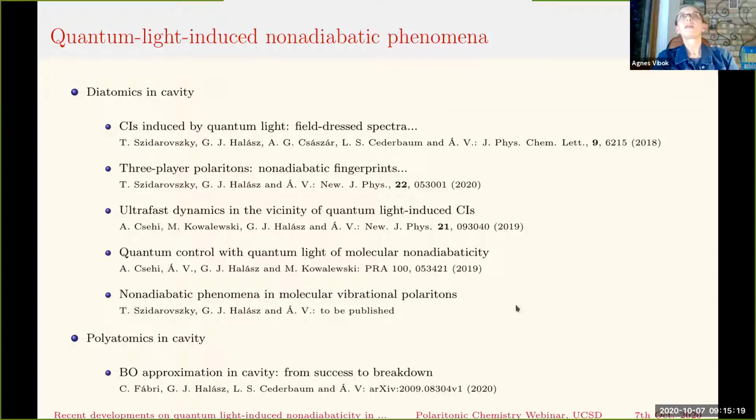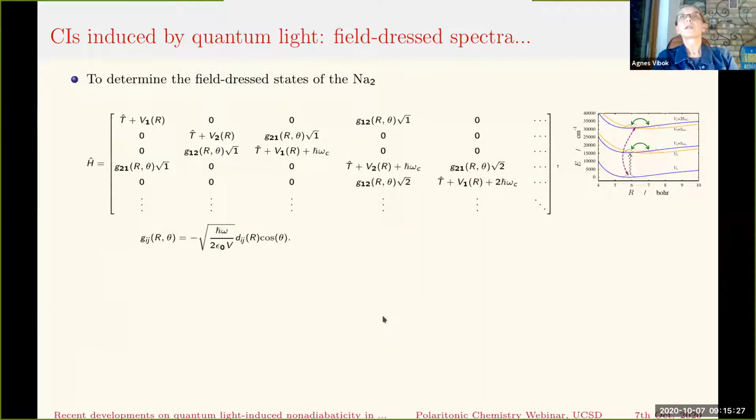So from now on, I will continue with our results, in a diatomic system at first, and then, as I mentioned at the beginning, with the polyatomic. As a first example of what we studied, we put a sodium-2 molecule into the cavity. We assume one confined mode of the cavity, and we coupled the two states of the sodium molecule by the confined mode. You can see here the resonant coupling and the off-resonant coupling. And what we calculated were the field-dressed spectra of the sodium dimer molecule.